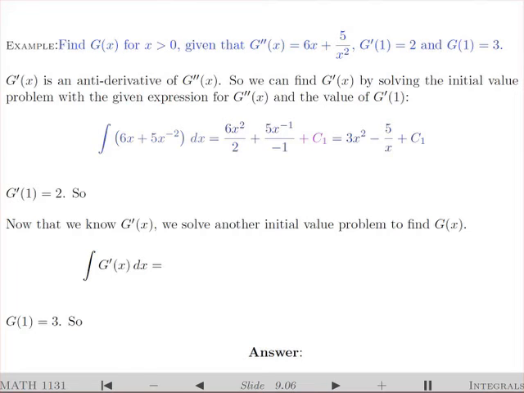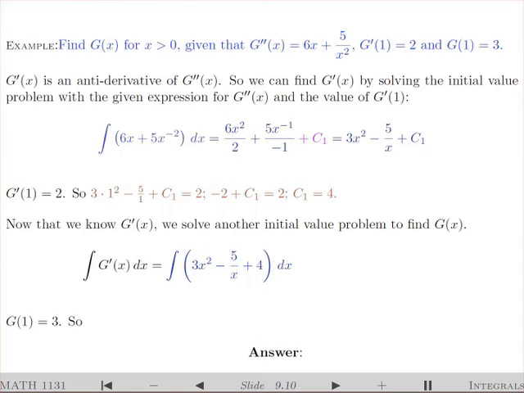Since I have to do some calculations, I will write this in terms of fractions. When x is 1, g prime is 2. So if you plug in 1 for x in this expression, I should get 2. That gives me an equation for C1. I'm going to solve that for C1. So on the left, I have 3 minus 5 plus C1 equals 2, or negative 2 plus C1 equals 2. So C1 is 2 plus 2, or 4. Now I put this value of C1 in this expression. That gives me g prime. So g prime is 3x squared minus 5 over x plus 4.